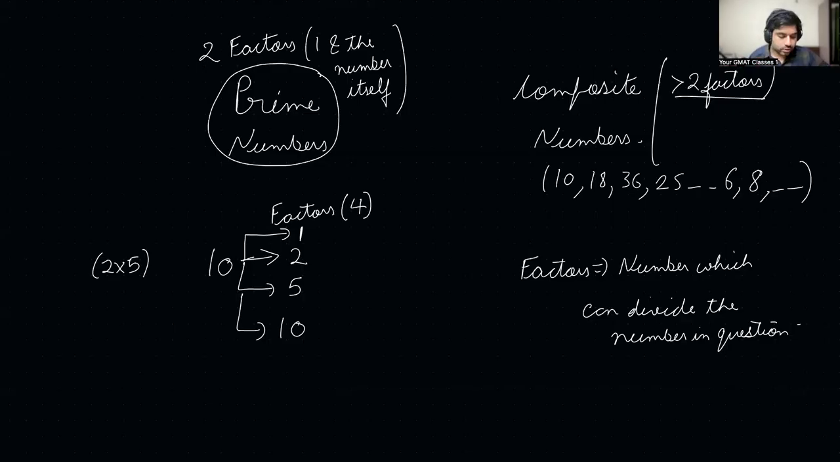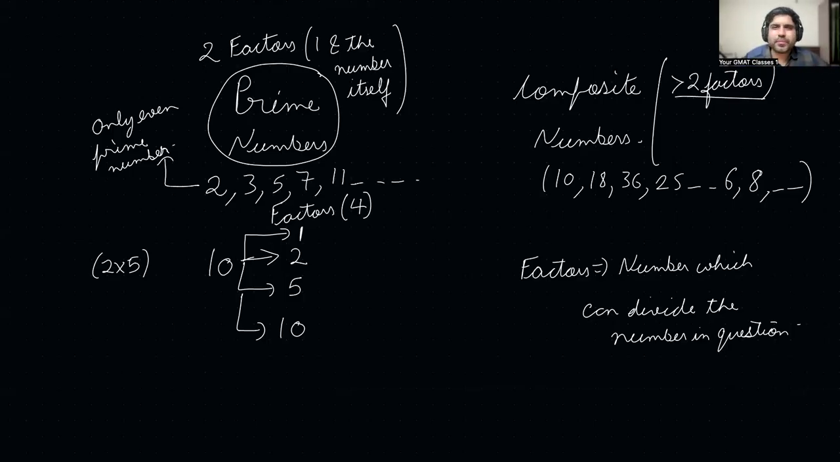And what are prime numbers? Smallest prime number starts with 2, and 2 is the only even prime number. Sometimes interesting questions are built on this concept that 2 is the only even prime number, followed by 3, 5, 7, 11, and the list goes on. It's a good idea to remember prime numbers till 50 or 100.